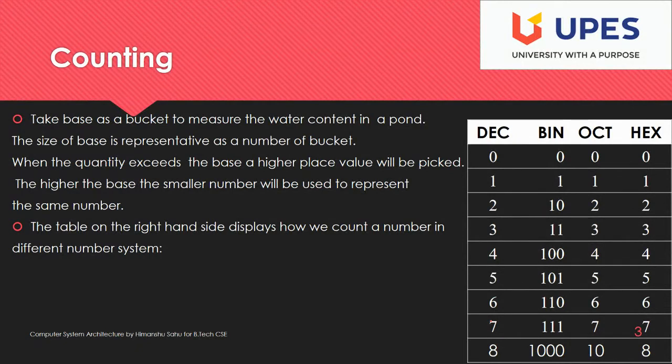So this is why, when you are taking a smaller base, the number will have more digits, as compared to when you are having a larger base, then the number of digits will be lesser. You can see over there, for zero representation, we have in binary 0, octal 0 and hex 0. For one's representation, we have 1, 1, 1. For two's representation, we have 1 0.